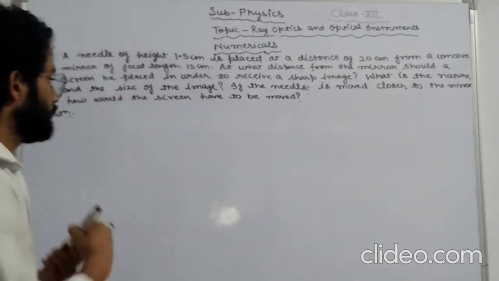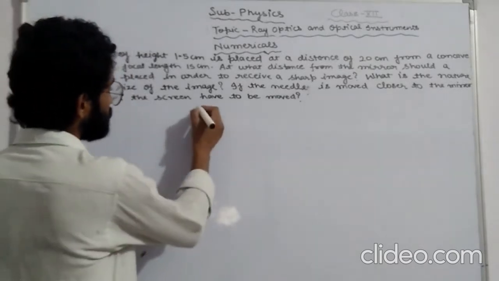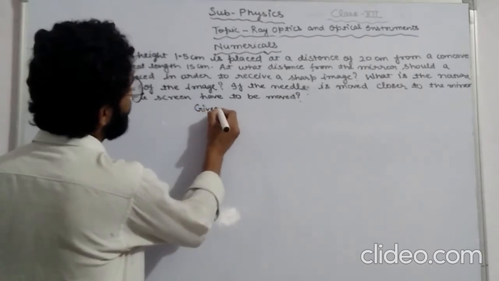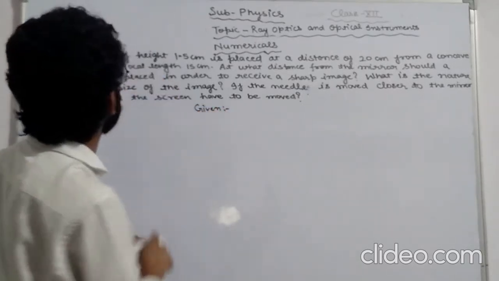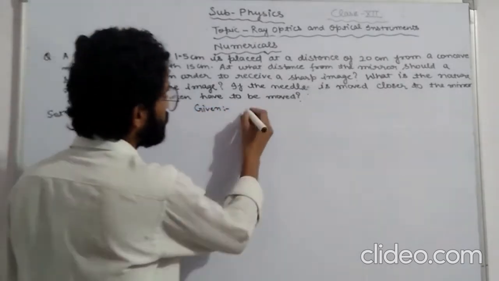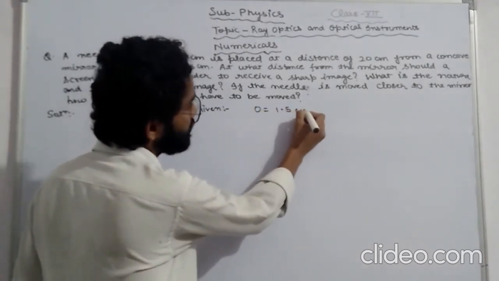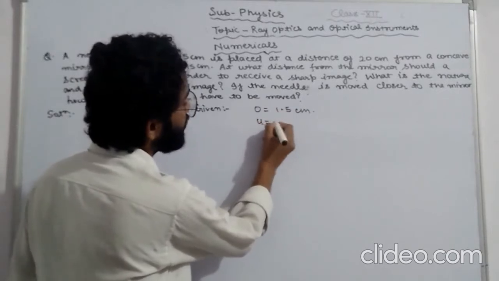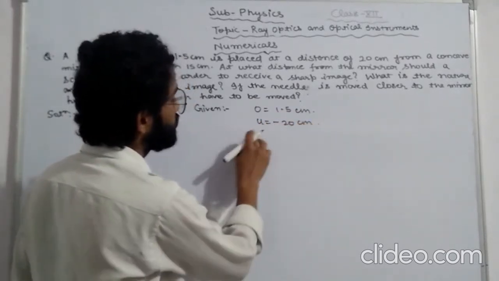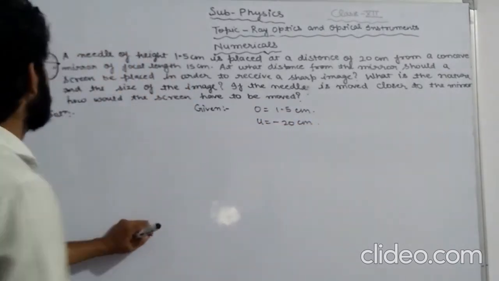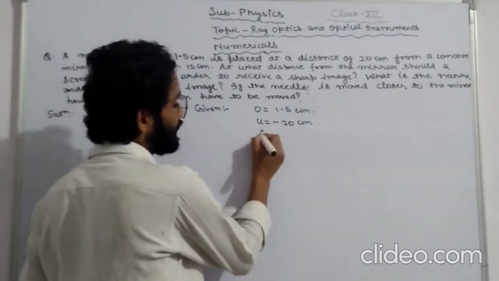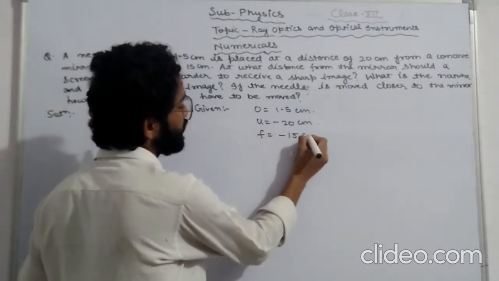Let us solve this. What are the given quantities? The needle of height 1.5 cm, so the size of the object is 1.5 cm. It is placed at 20 cm, so u is equal to minus 20 cm. And a concave mirror of focal length 15 cm, that is f is equal to minus 15 cm.